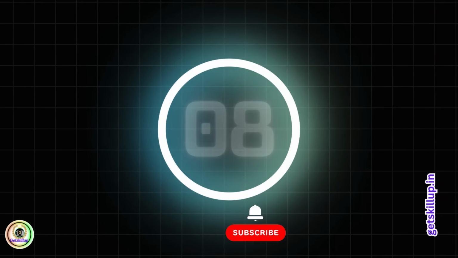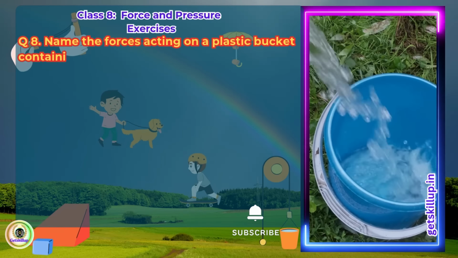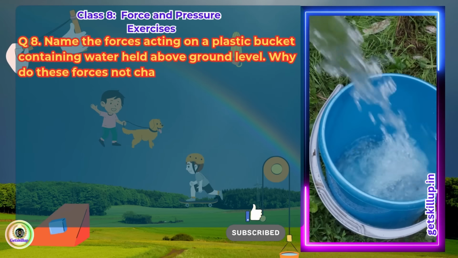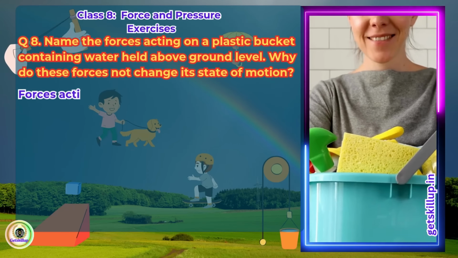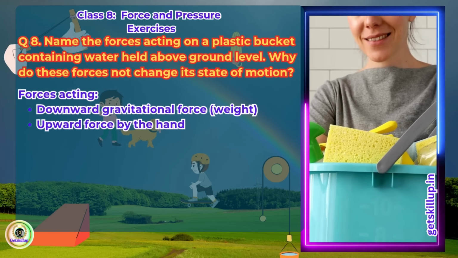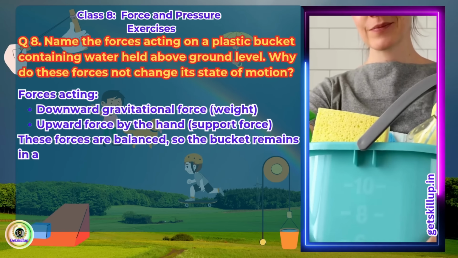Question 8. Name the forces acting on a plastic bucket containing water held above ground level in your hand. Discuss why the forces acting on the bucket do not bring a change in its state of motion. Answer. Forces acting: downward gravitational force, weight. Upward force by the hand, support force. These forces are balanced, so the bucket remains in a state of rest.